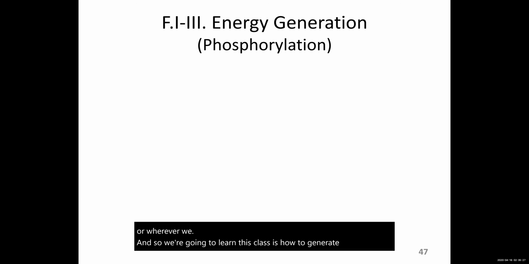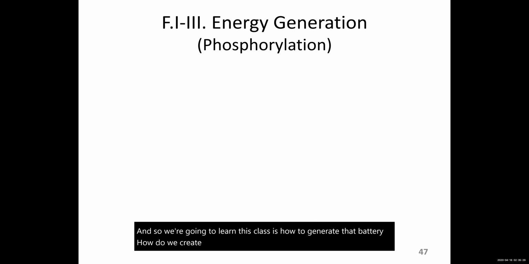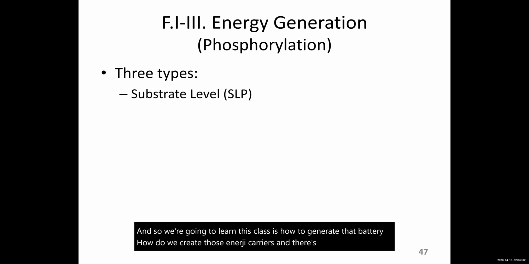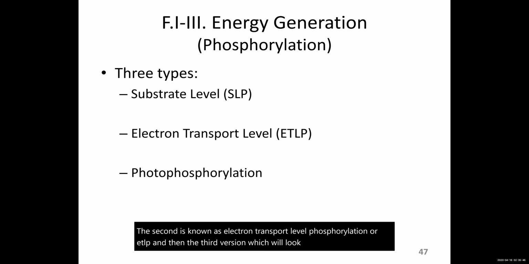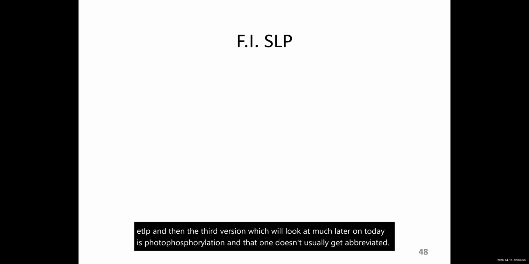How do we create those energy carriers? There are three classic types that we learn in most general biology classes. The first one is called substrate level phosphorylation, or SLP. The second one is known as electron transport level phosphorylation, or ETLP. And then the third version, which we'll look at much later on today, is photophosphorylation, and that one doesn't usually get abbreviated. So let's look at the first one.